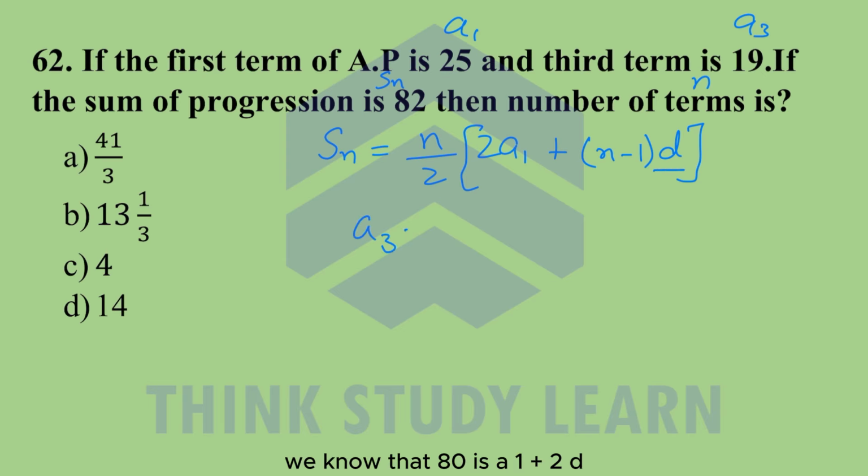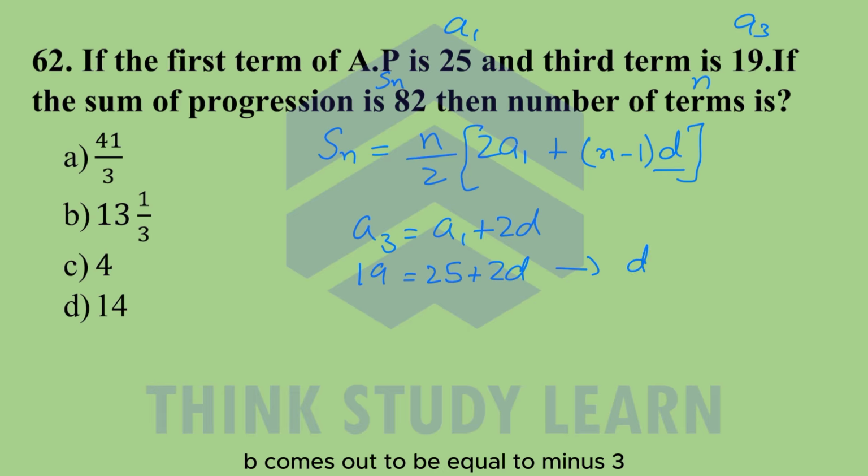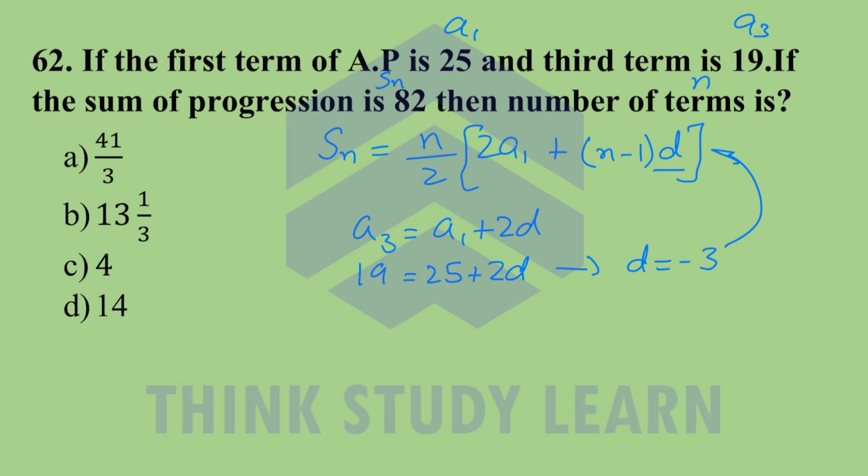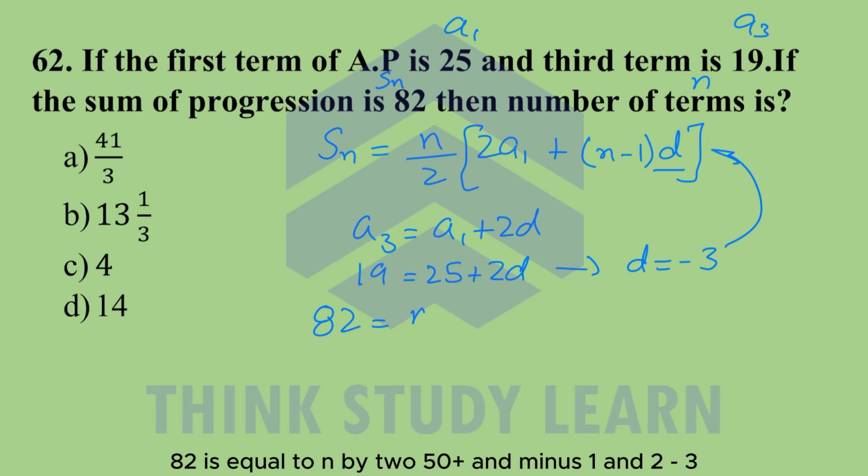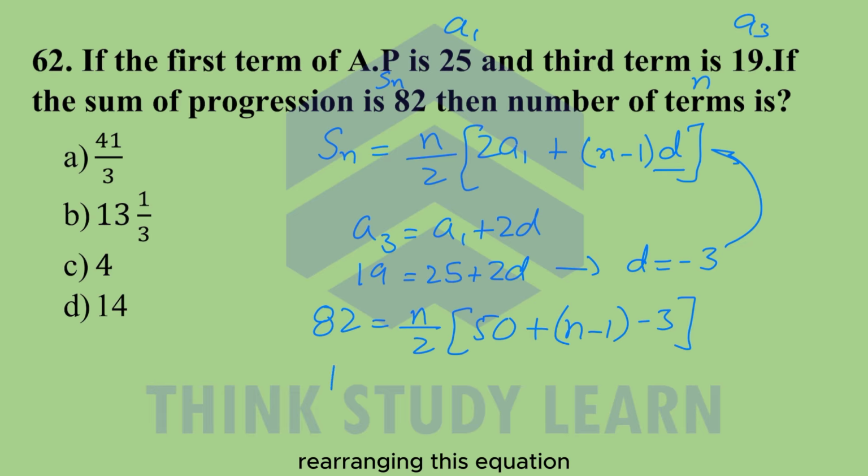We know that A3 is A1 plus 2D. So from this formula we can find D, 19 is equal to 25 plus 2D. D comes out to be equal to minus 3. Putting all the values in the formula, 82 is equal to n by 2, 50 plus n minus 1 into minus 3. Rearranging this equation, 164 is n into 53 minus 3n.